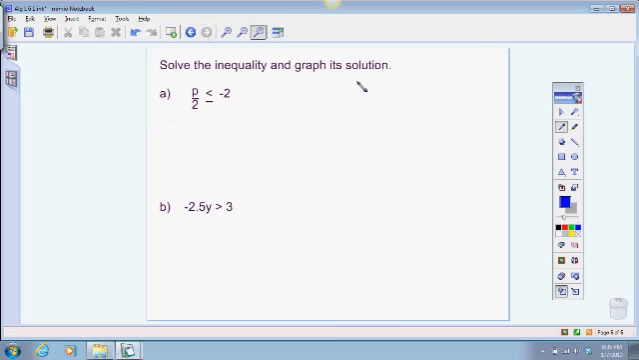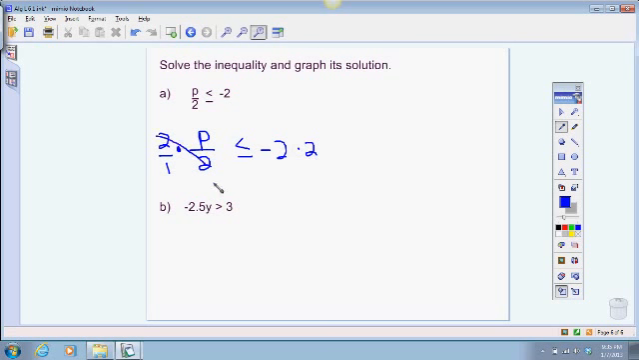It says solve the inequality and graph its solution. Well, again, before we can graph, we have to solve this. P divided by 2 is less than or equal to negative 2. Still follow your steps for solving equations. What are we solving for? P. What do we have to get rid of? The 2. How do we get rid of the 2? Well, since we're dividing, we do the inverse. We multiply. So we're going to multiply each side by 2.